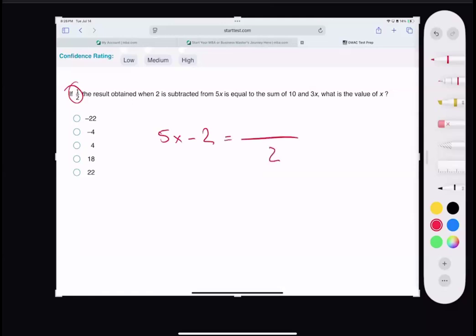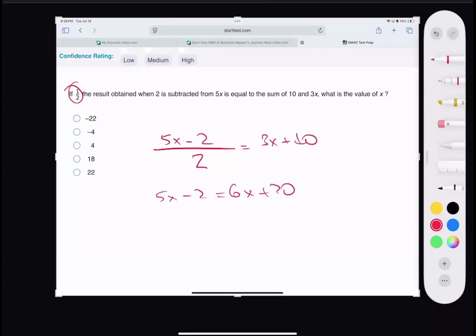The result is equal. So, in my opinion, half of this result is equal to the sum of 3x and 10. Okay? I will pass to multiplying and distribute: 6x plus 20. Okay, minus x is equal to 22, x equals minus 22. Is that right or wrong?